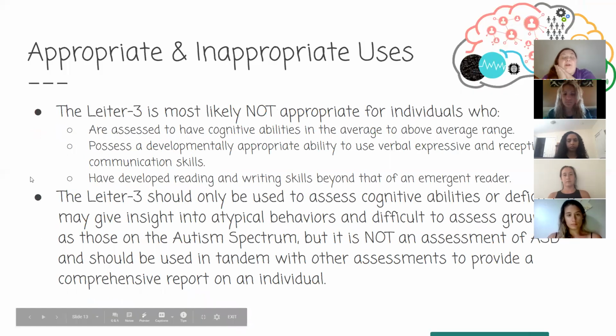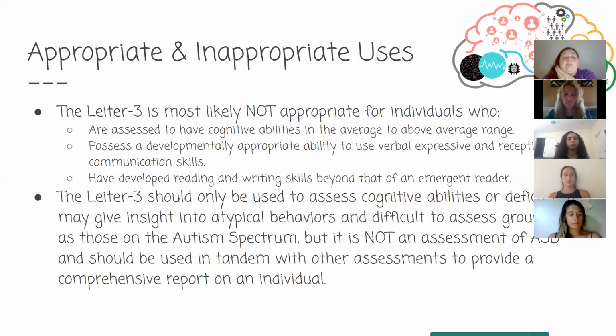To continue on with appropriate and inappropriate uses, the Leiter-3 is most likely not appropriate for individuals who don't possess the characteristics from the previous slide, so those assessed to have cognitive abilities in the average to above average range. If they've already had a cognitive assessment in the past and tested in that range, then it wouldn't be appropriate to give this one again at a triennial or some other kind of diagnostic assessment period. It's also not appropriate for those who possess a developmentally appropriate ability to use verbal or expressive and receptive communication skills, or who have developed reading and writing skills beyond that of an emergent reader.